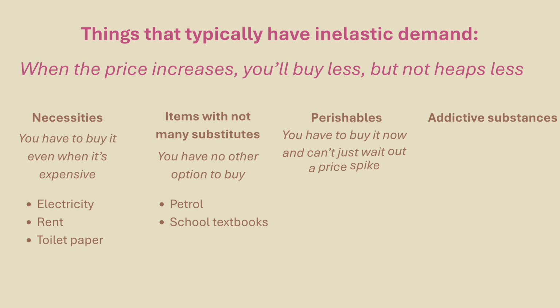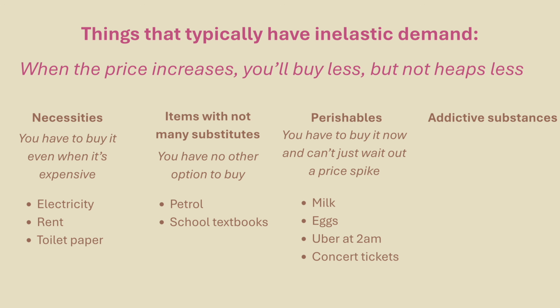Perishables means that you have to buy it within a short time frame. So you can't just wait out a price spike. For example, milk, or eggs, or an Uber at 2 a.m., or concert tickets. Like, if you want to go see Harry Styles, you're still going to buy the tickets even if the price increases a bit, because otherwise you'll miss out on your time frame to buy it. Same with an Uber at 2 a.m. You can't exactly just chill out in town for a few days while you wait for the price of Ubers to get cheaper.